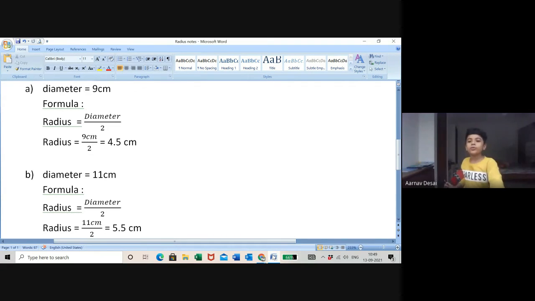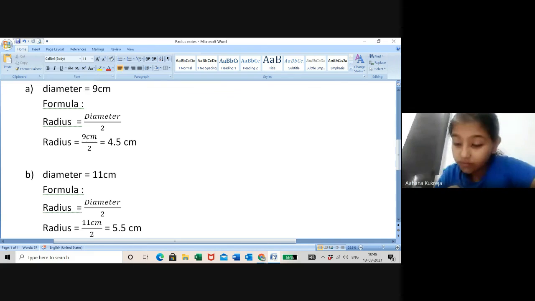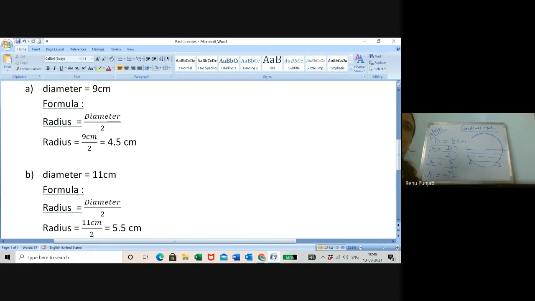Ma'am, I know too how to make a circle. Very good. Ma'am, we cannot make a circle from diameter. No. If the diameter is given, for example, they have told you to draw a circle and the diameter is 6 centimeters, what do you have to do? First, you have to find out the radius, which is 3 centimeter. Then you draw the circle with the given radius.